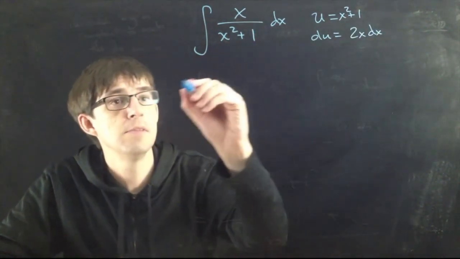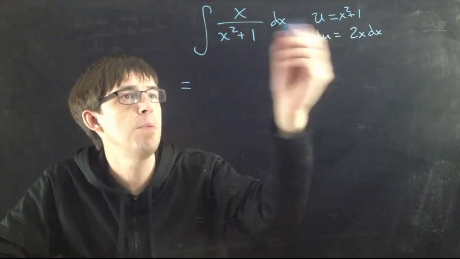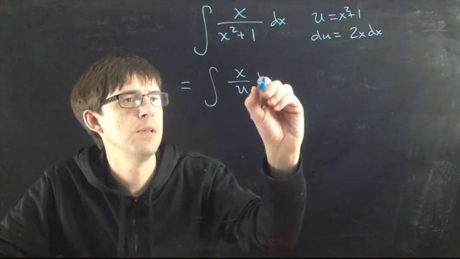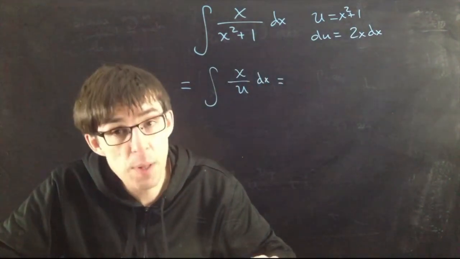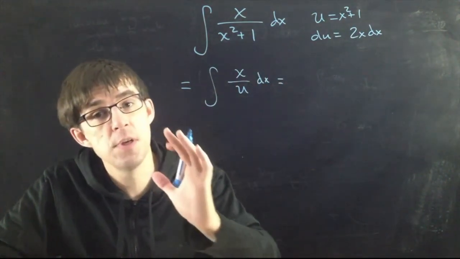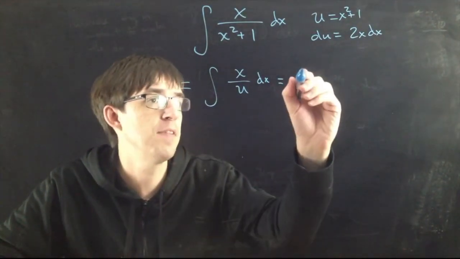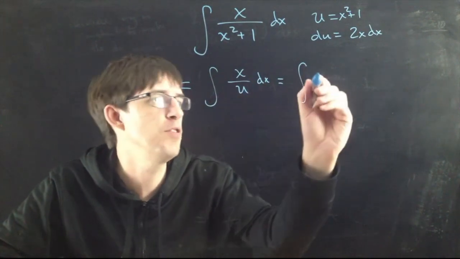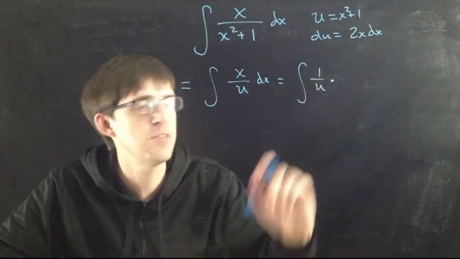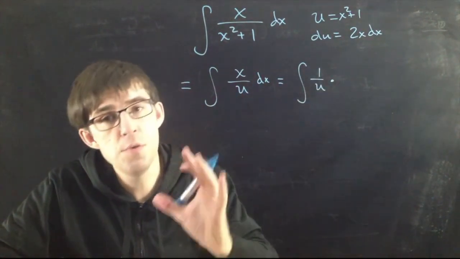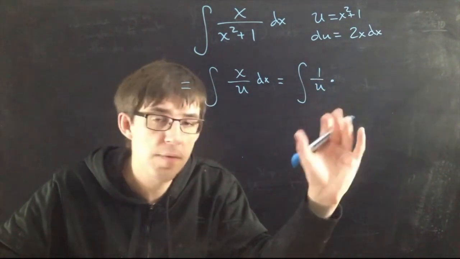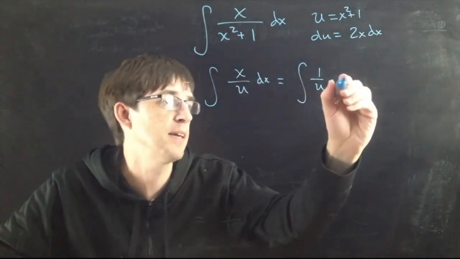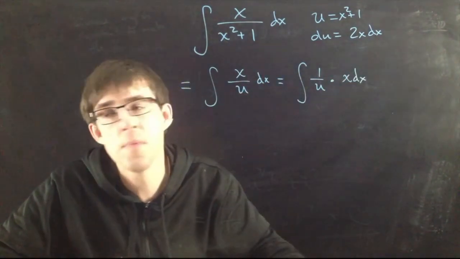Okay, let's see. I'm going to replace x squared plus 1 with u. So I have integral x over u dx. As usual, I'm going to write the u stuff first, followed by the leftover x stuff. I'm going to pull out this division by u and write it as 1 over u, because I like to write the u part times whatever x stuff is left over. What x stuff is left over? The x and the dx. So it's like that.